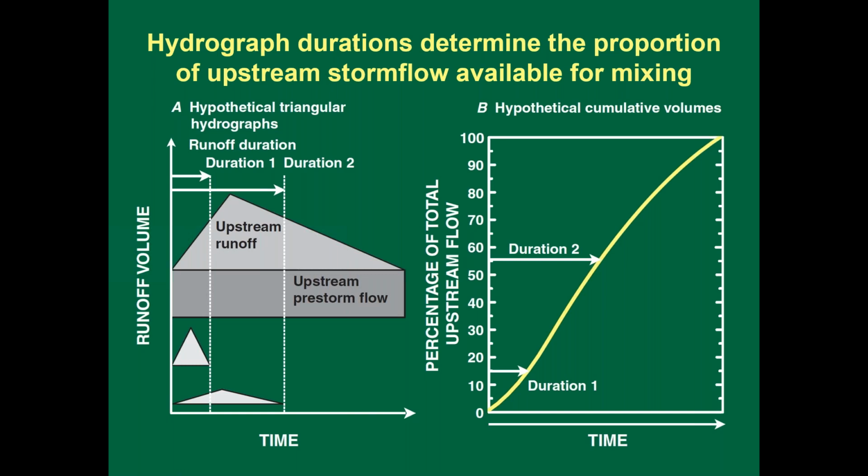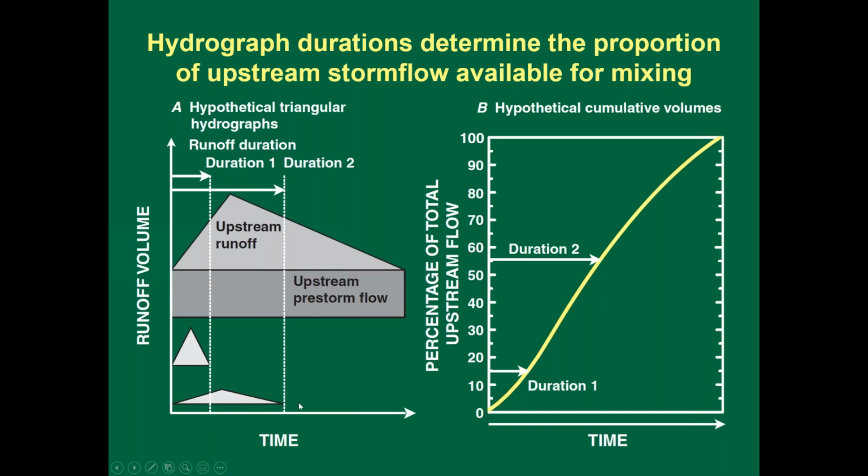So in this example, and this is a purely hypothetical example, if we have this short, sharp highway runoff hydrograph, we can see that given this upstream pre-storm flow and upstream runoff in the triangular hydrograph, we would only get to, say, duration 1 here. So in this purely hypothetical example, for the highway runoff we would only get about 15% of the total upstream storm flow during an event to use as dilution.